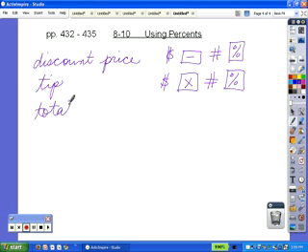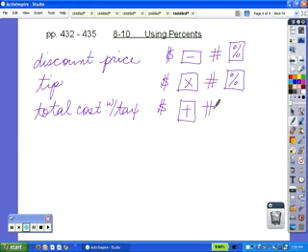When we're dealing with tax and we have to find a total cost with tax included, we're going to take the price and we're going to have to add to that the percent of the tax, since tax represents an amount that would increase the price of an item.